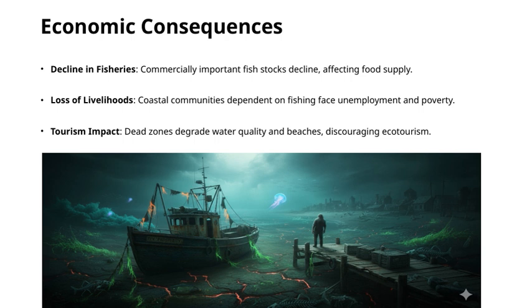Next, we see how this decline impacts coastal communities that rely heavily on fishing for their livelihoods. When the fish are gone or become scarce, these communities face unemployment and increasing poverty, which can have a ripple effect on local economies and social stability.